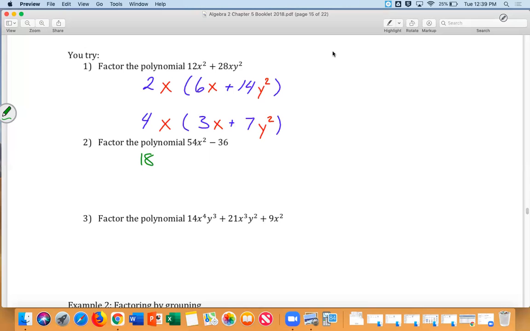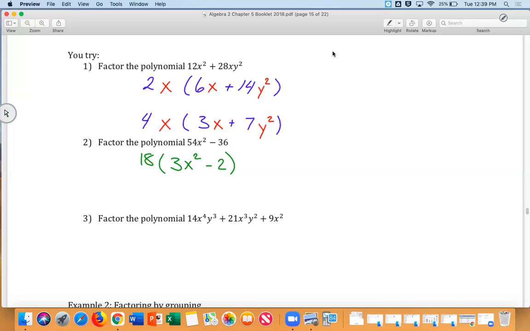So I'm pulling an 18 out. Now, it's only 18 because the first number has an x squared, and the second number has no variable. 54 divided by 18 is 3, so 3x squared. 36 divided by 18 is 2, so it's minus 2. Chris, is that what you got? Yes. Perfect.